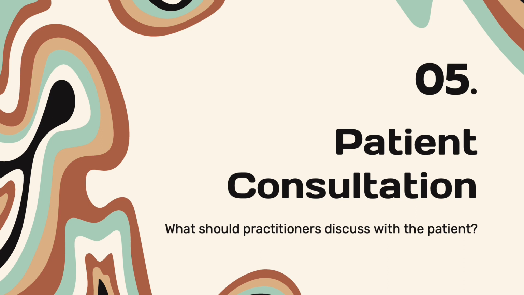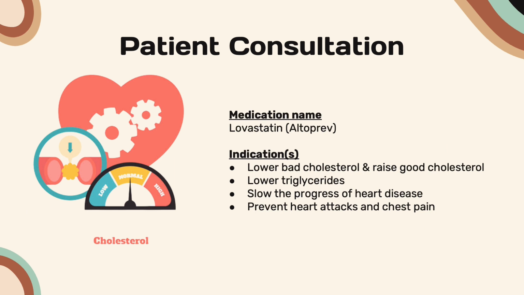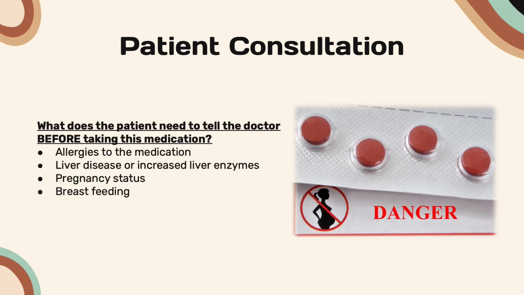Lastly, patient consultation. What should practitioners discuss with the patient? The medication name is Lovastatin or Altoprev for brand name. It is used to lower bad cholesterol and raise good cholesterol, lower triglycerides, slow the progression of heart disease, and prevent heart attack and chest pain. Before starting this medication, the patient should consult the doctor if they have any allergies to this medication, liver disease, or increased liver enzymes, if they are pregnant or plan on being pregnant, and if they are breastfeeding.